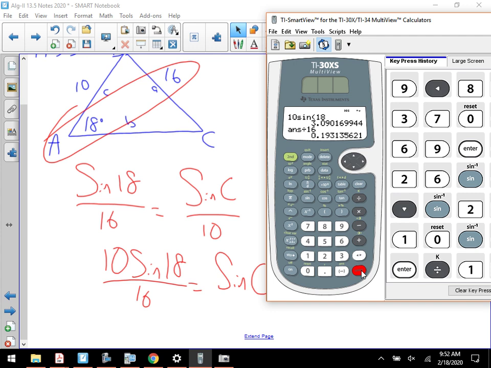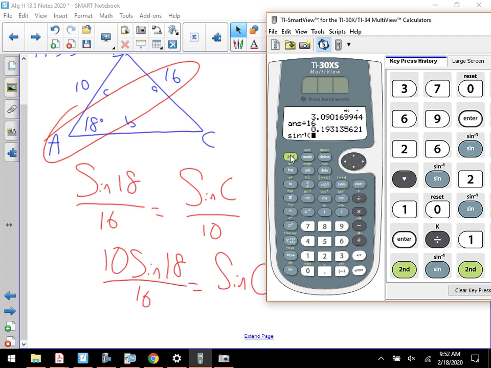From here, it's stored in the calculator. So all I have to do is hit second sine of my answer. This is why I was showing you guys how to use the answer button so many times, because this is where it becomes very prominent. Yep, 11 point something. 11.14 I got for angle C. You okay with that? Yes, sir.